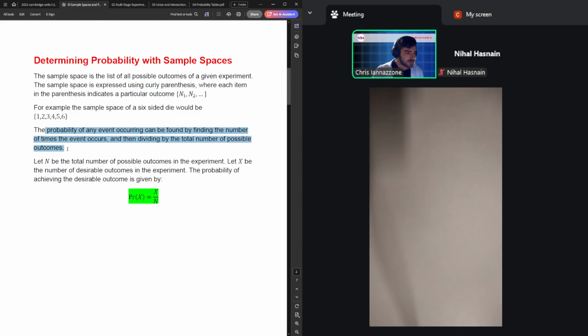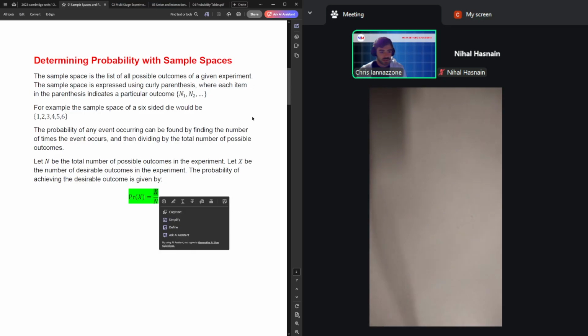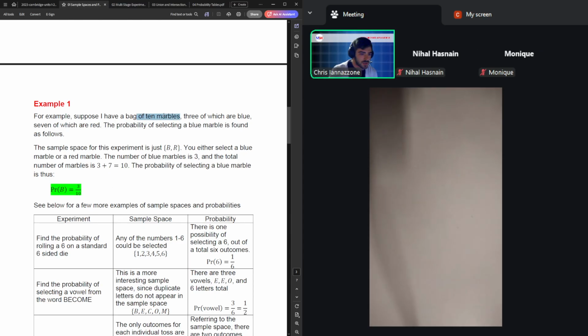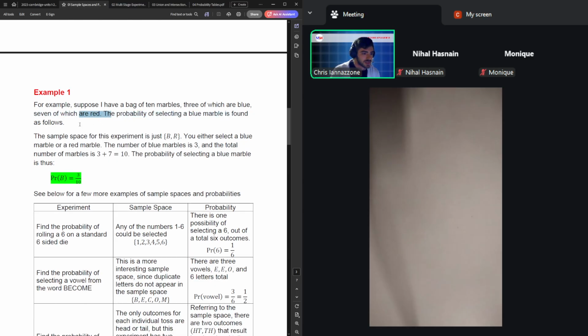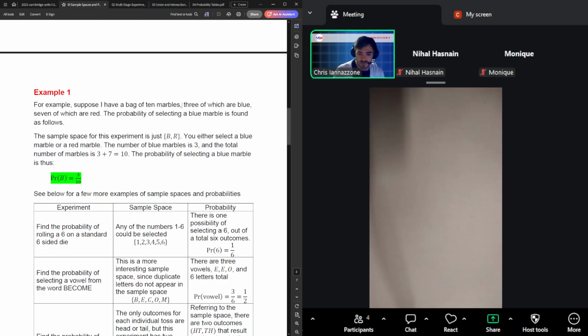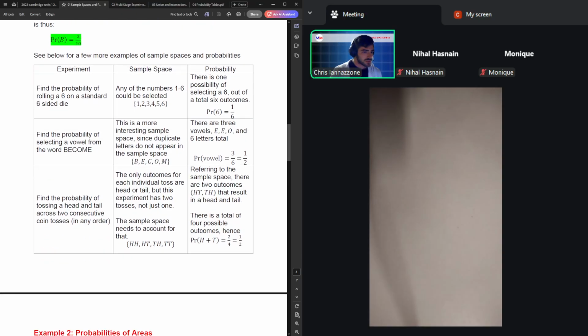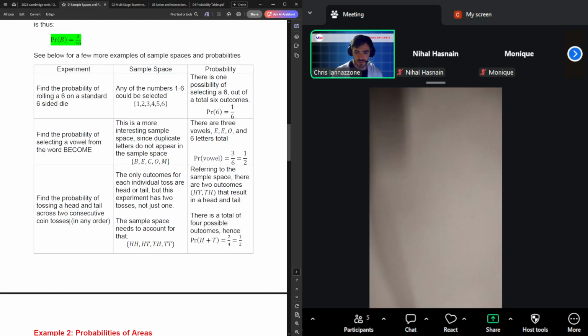Now, the generic equation to solve any probability is going to be the number of desirable outcomes, x, divided by the total number of possible outcomes, n. So, for instance, if you have a bag of 10 marbles, 3 are blue, 7 are red, the probability of finding a blue marble is going to be based on how many blue marbles there are, divided by how many total marbles there are. There's a whole bunch of other examples I've got here, different sample spaces prescribed to the different experiments that we have.